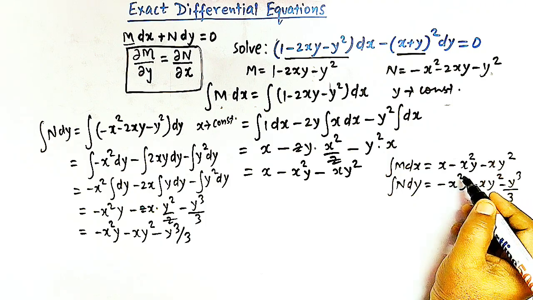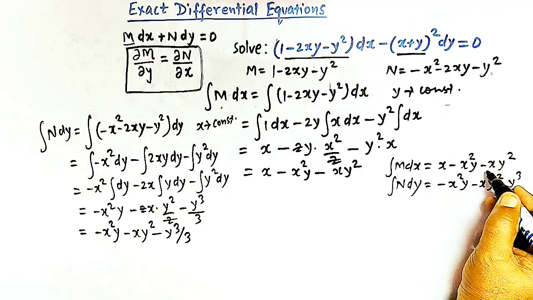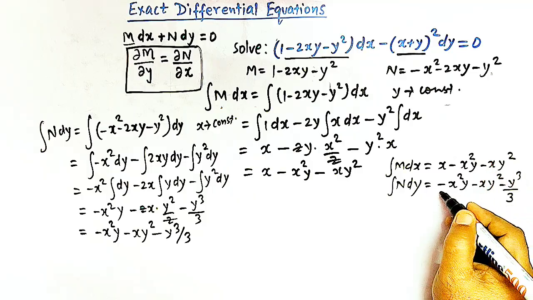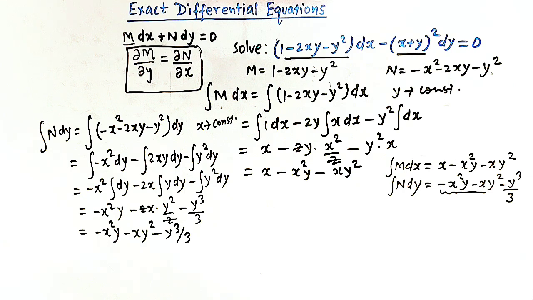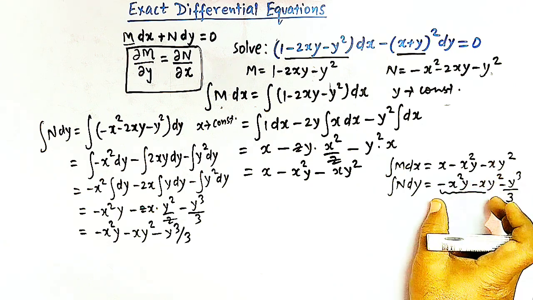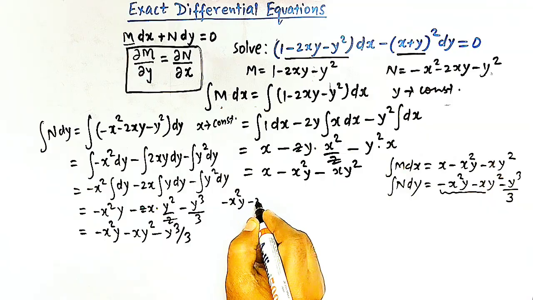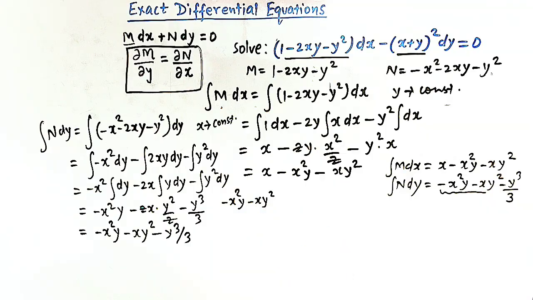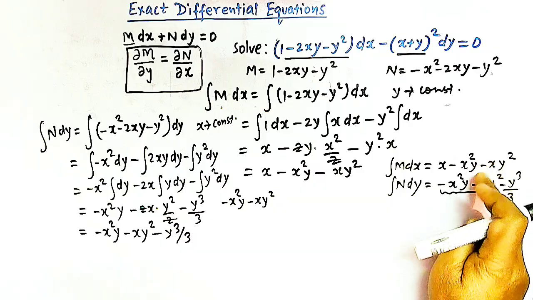But here we can see that this term, that is minus x square y minus xy square, is appearing in both the integrals, right? So we have to consider this term, that is minus x square y minus xy square, only once, because this is a repeating term, right?